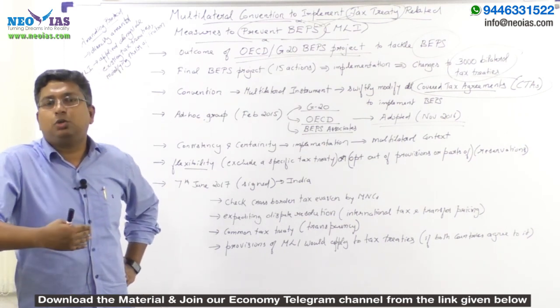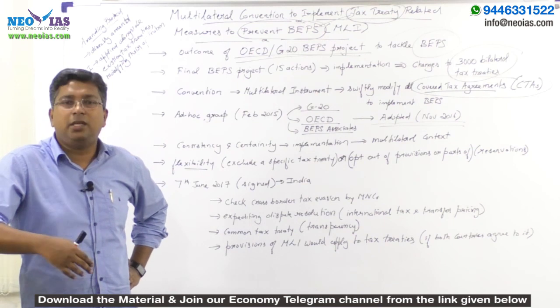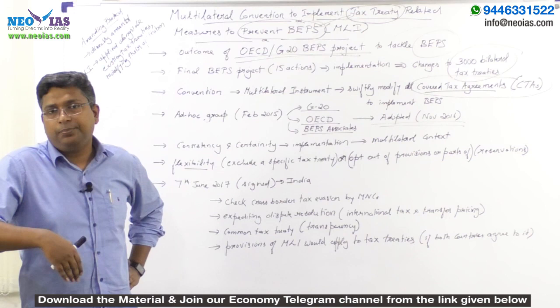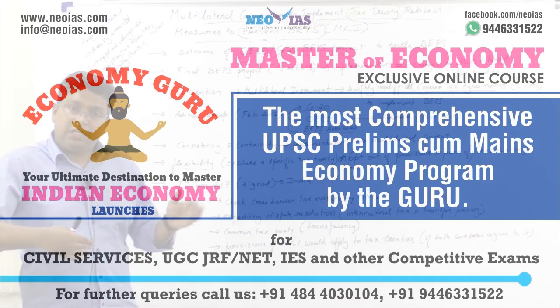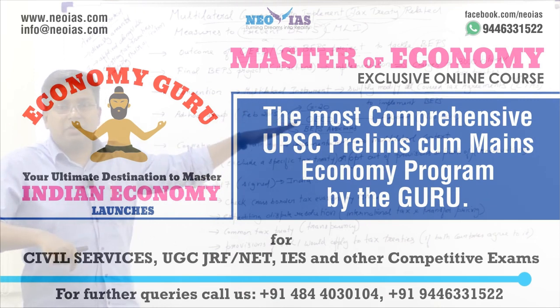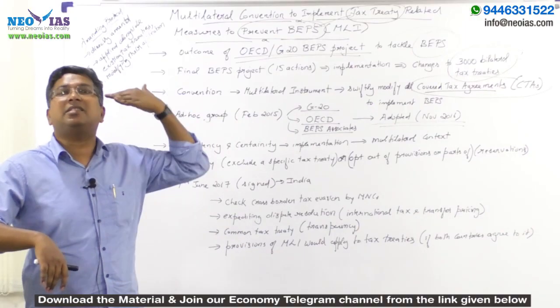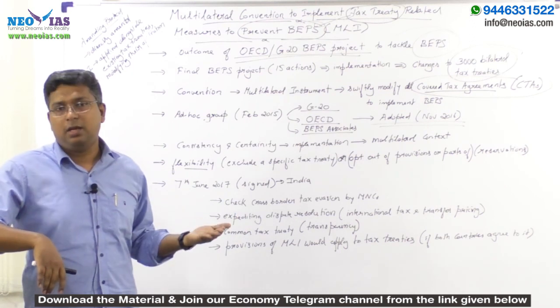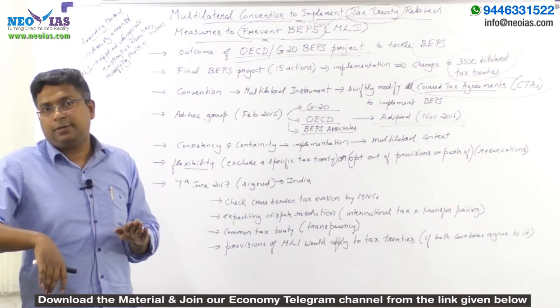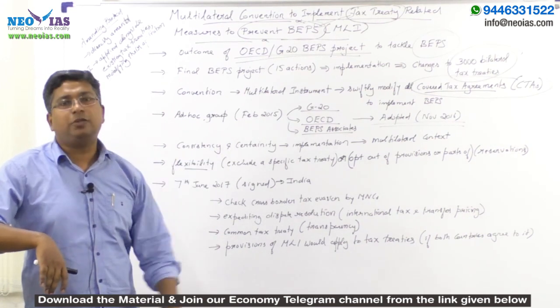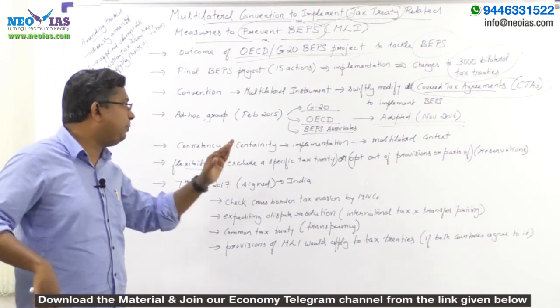And what happened in June 2017, including India, more than 100 countries signed this convention. But try to understand that it will come into force only when many countries ratify it. Under this convention, it says that if at least 5 countries ratify it, this convention will come into force. So that point you need to note down.